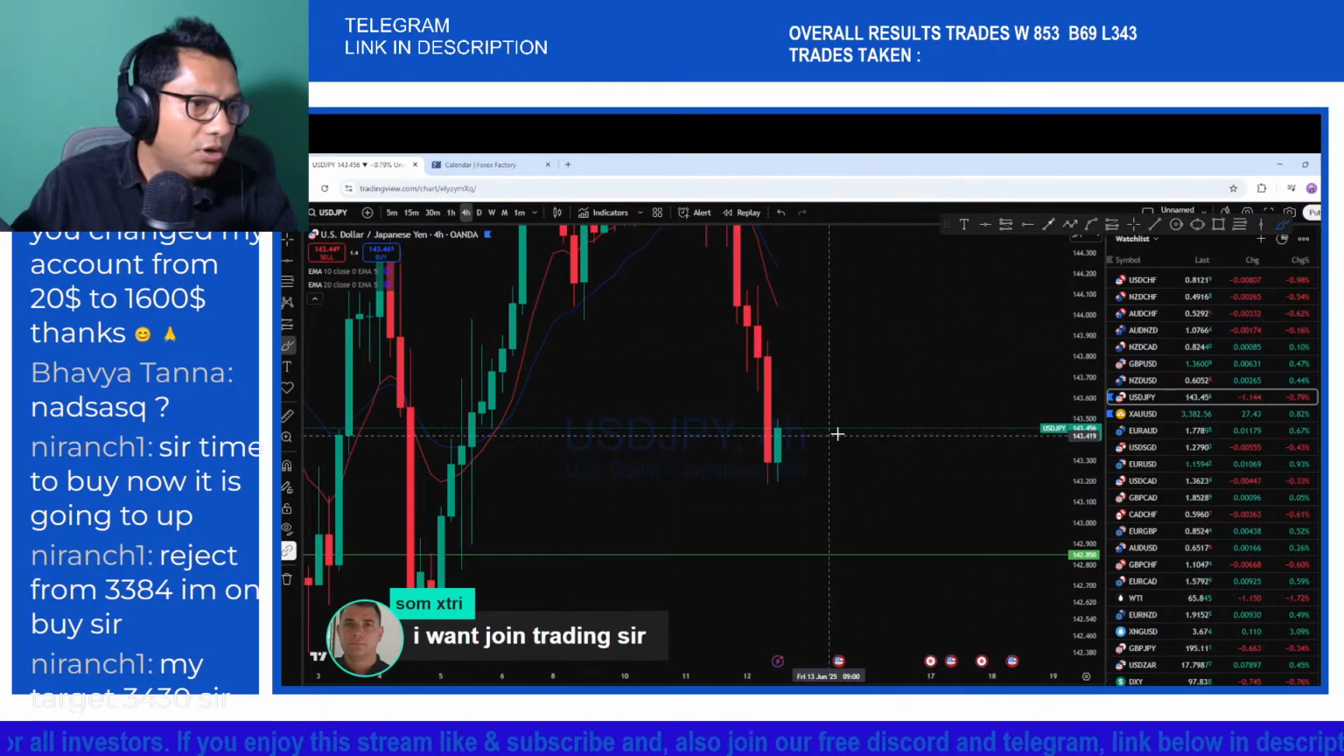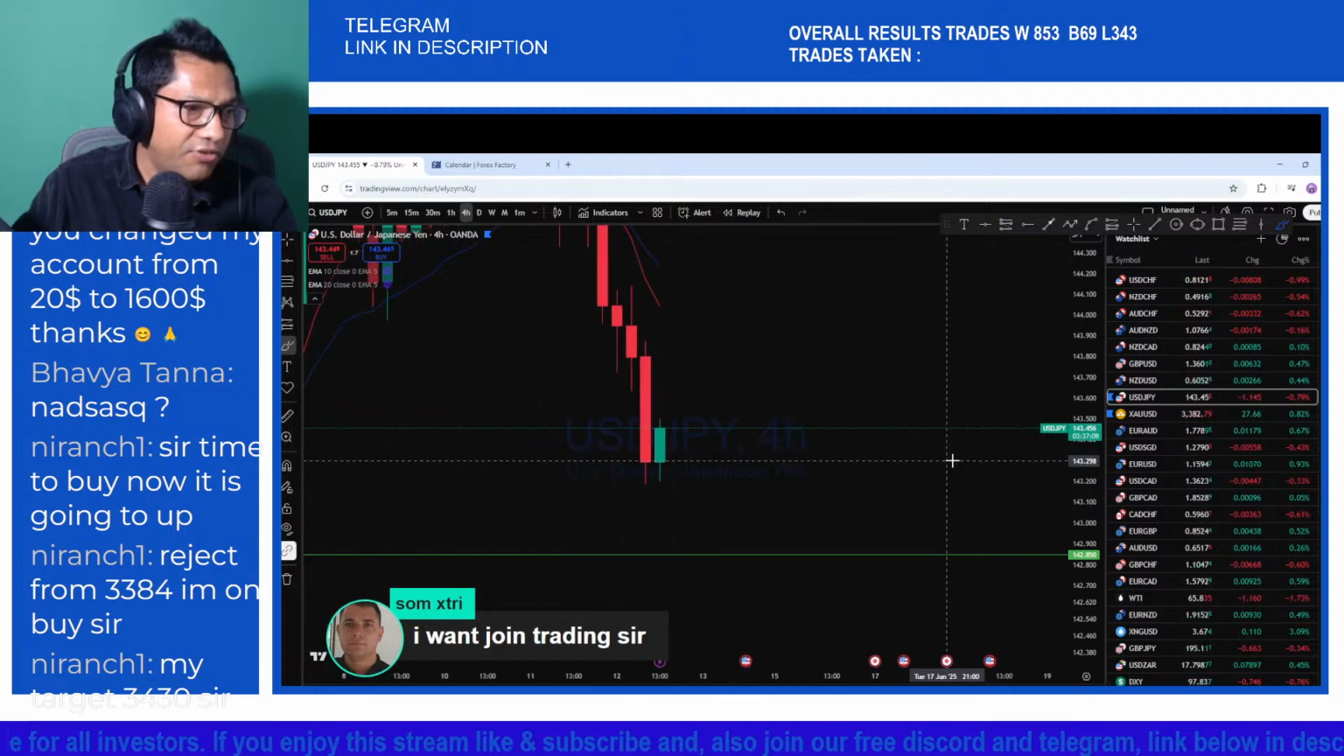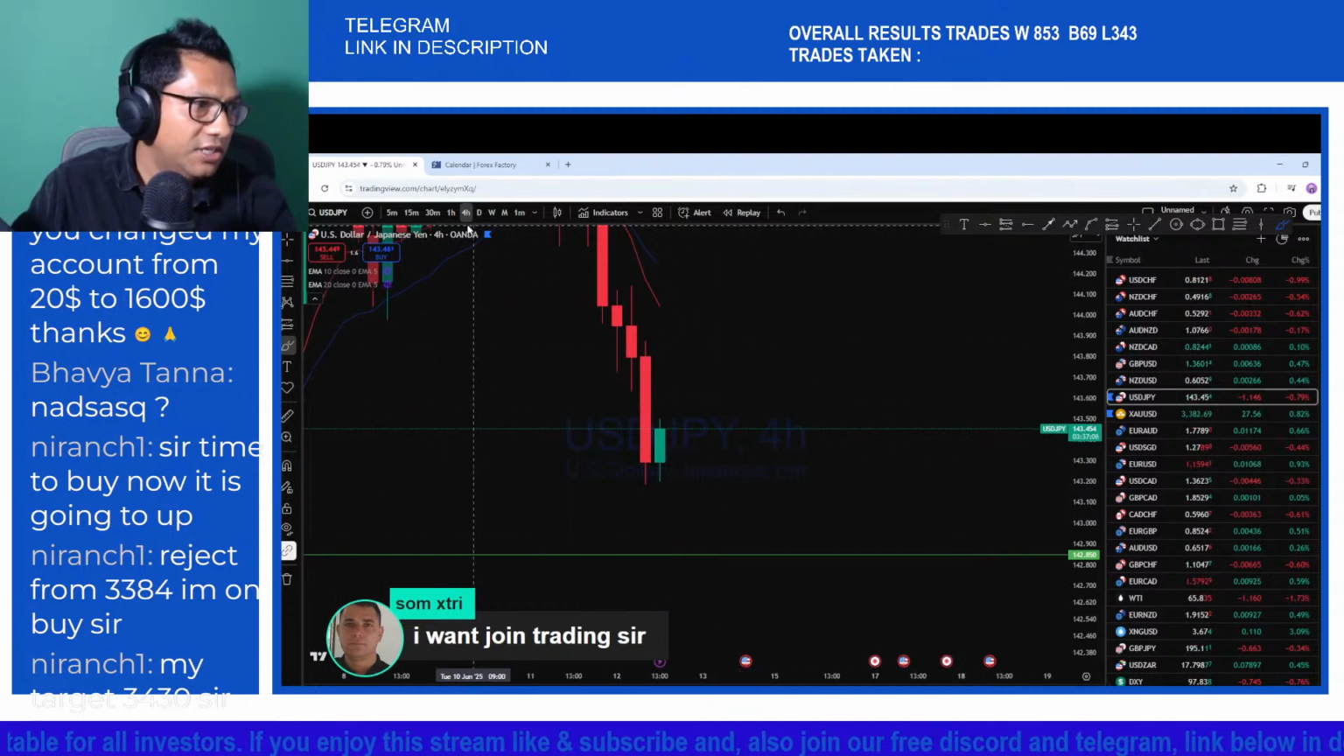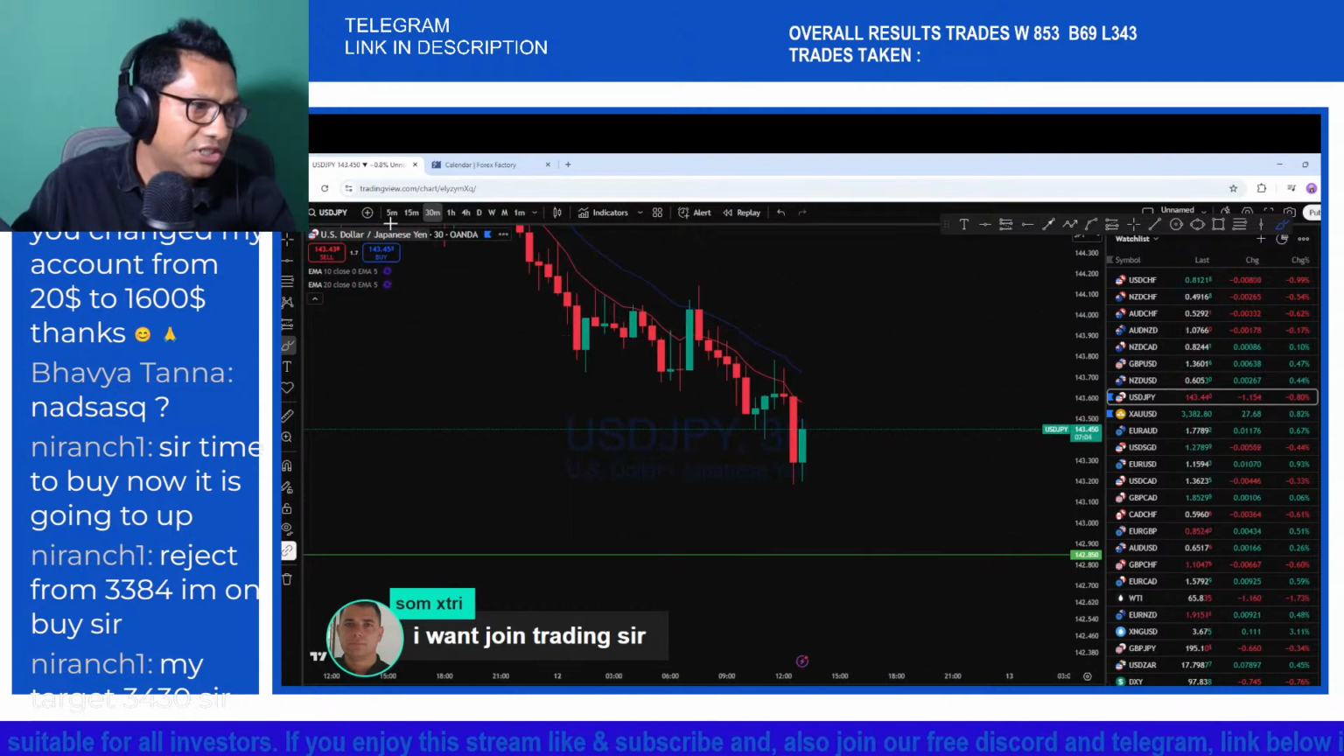And therefore, to find an entry on dollar yen, what we need is a lower time frame rejection from the top.